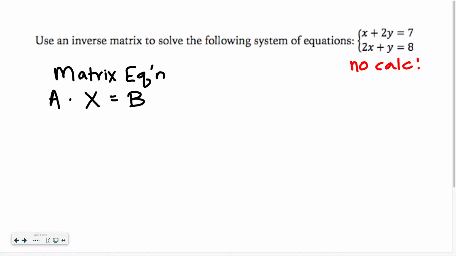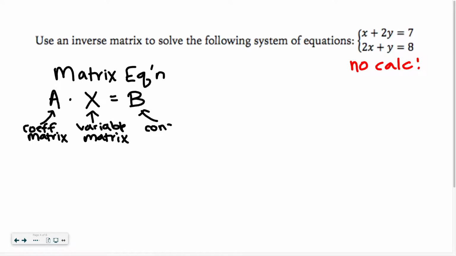Notice A, X, and B are all capital letters, so they represent matrices. They have some order and some entries. A is your coefficient matrix. X is your variable matrix. And B is your constant matrix. So it's going to be a different setup than the augmented matrix. We're going to create three different matrices.